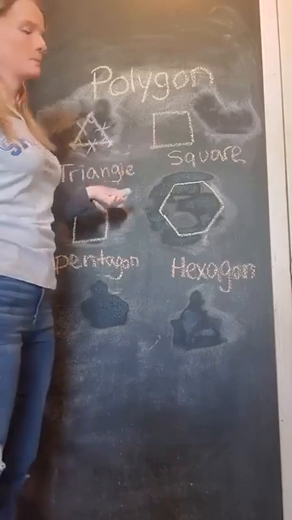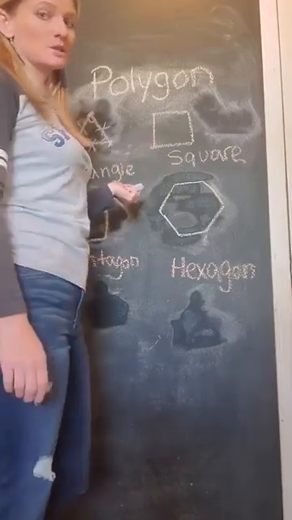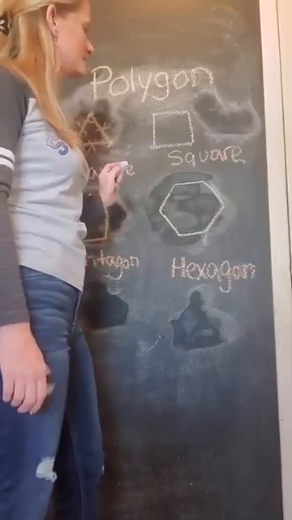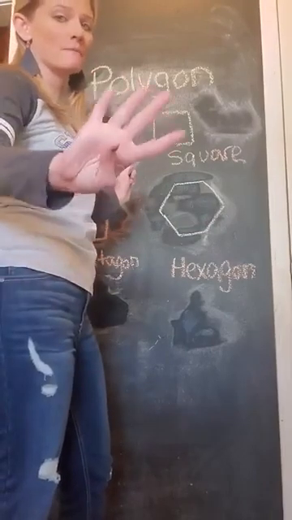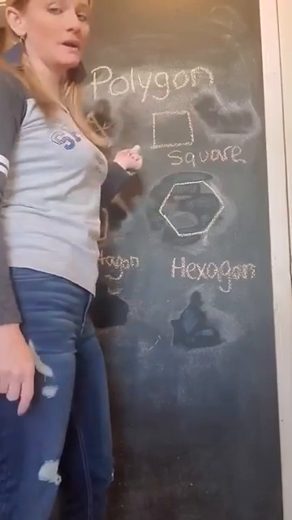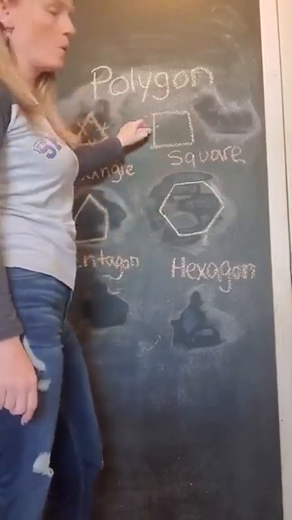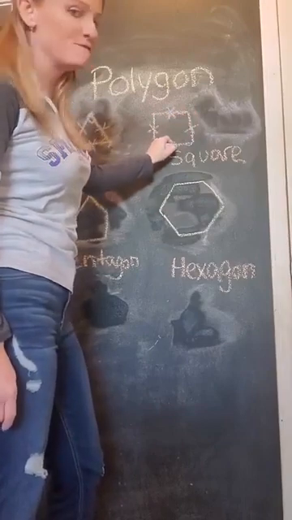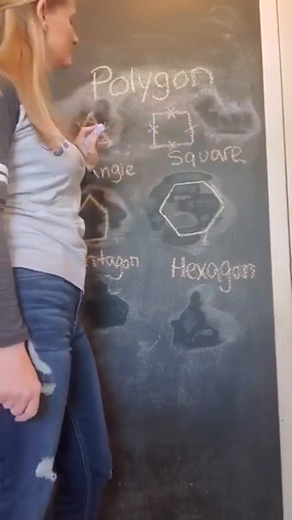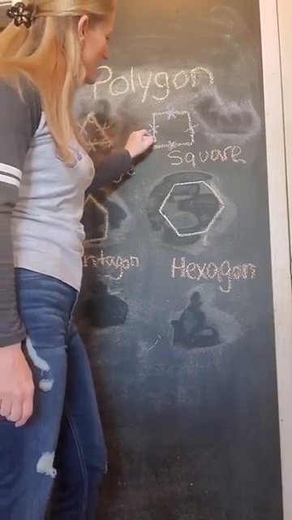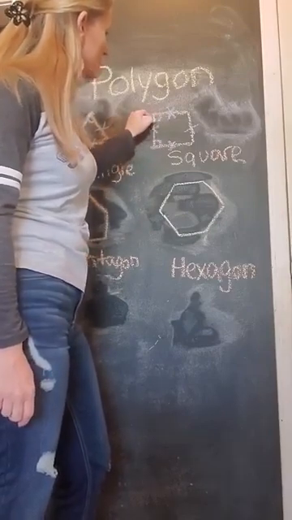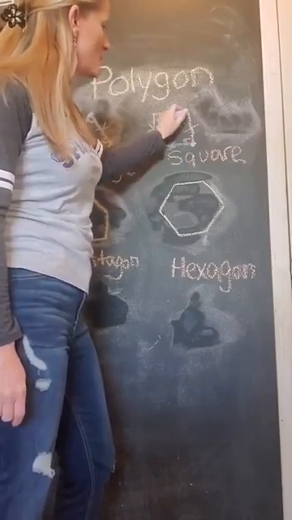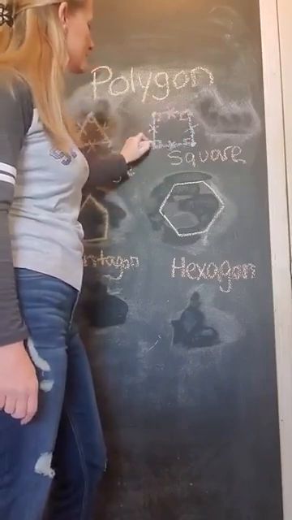Now this shape is a square. How many sides does a square have? A square has 4. So we're going to count and check it. We have 1, 2, 3, 4 sides for our square. Now a square has 4 right angles: 1, 2, 3, 4. It also has 4 vertices.